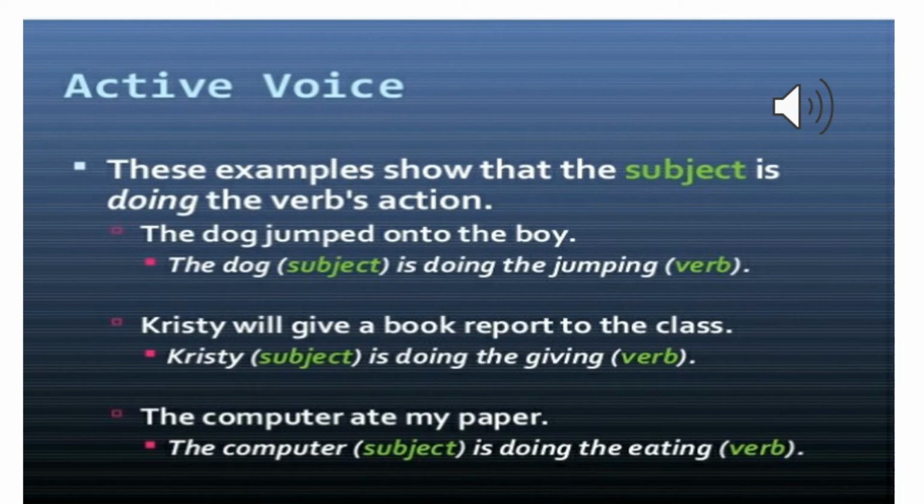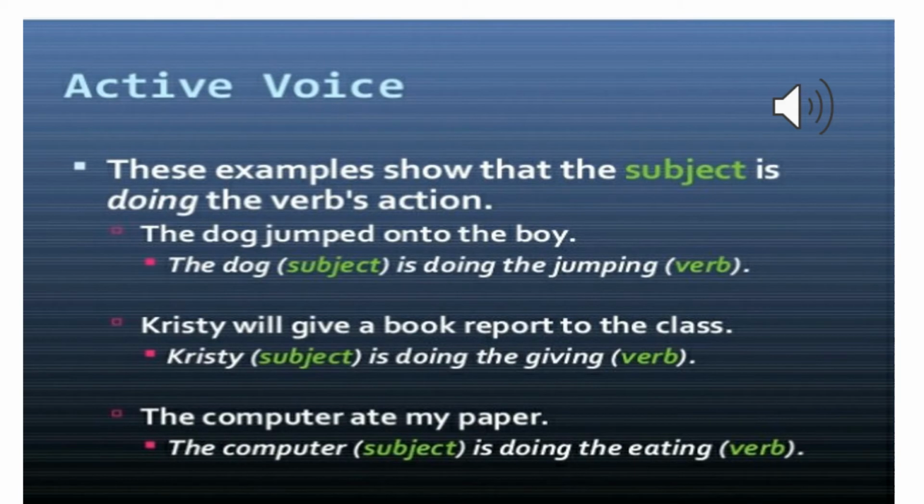The next sentence, Christy will give a book report to the class. Here, Christy will become the subject because it is Christy who will perform the action. And what will she do? She will give. Will give becomes the verb and Christy becomes the subject over here.